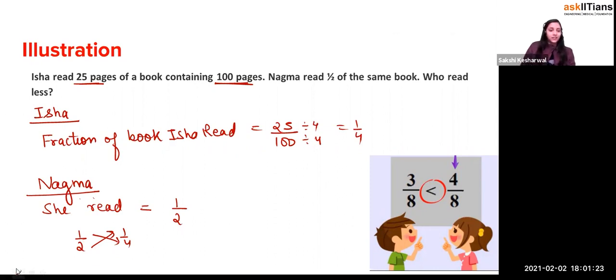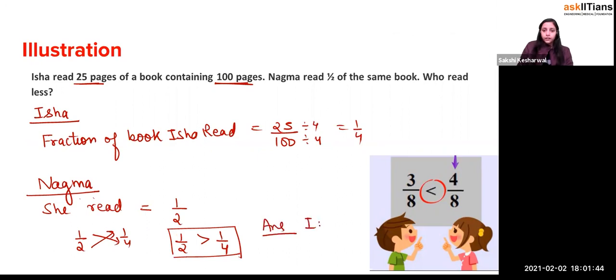Okay. So it says 1 by 2 and 1 by 4. Beta, see, obviously 1 by 2 is greater than 1 by 4, because the denominator which has the lower value gives the greater fraction. So who read less of the book? The answer to the question is: Isha read less of the book, right?